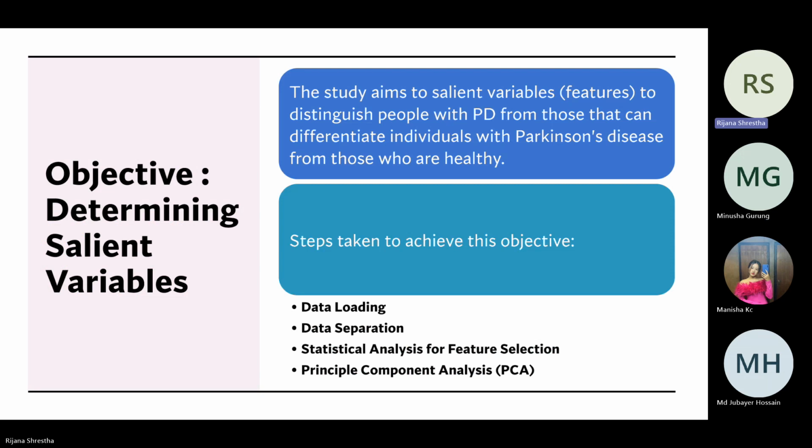Our first objective is to identify salient variables that can effectively differentiate between individuals with Parkinson's disease and healthy people. We have divided the project into four steps: data wrangling, which is subdivided into data loading, and data separation, which is used to organize the provided data in columns, statistical analysis for feature selection, and we have also done an extra step, PCA testing, to make our results more accurate and efficient. The first step, data wrangling, is going to be described by my friend Jubayer.